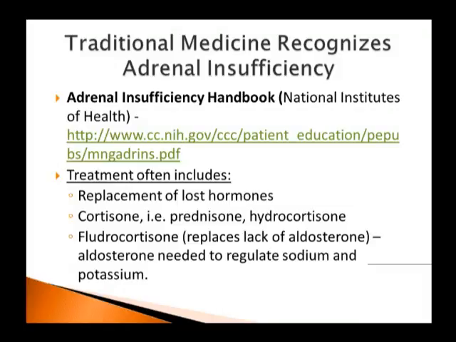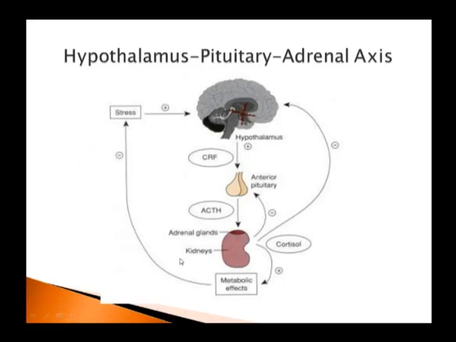Now granted, the treatments tend to be fairly traditional in the fact that we're replacing lost hormones, using cortisone, such as prednisone or hydrocortisone, fludrocortisone, which is a chemical equivalent to aldosterone to help regulate sodium and potassium levels. Sometimes people have to take these through injections, and that's what this document is talking about. But I wanted to bring that concept to you because traditional medicine, according to the National Institutes of Health, recognizes that adrenal insufficiency is a real medical problem, despite what you'll often hear on the internet.